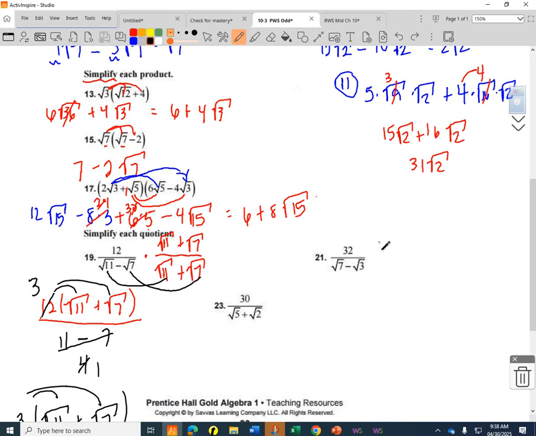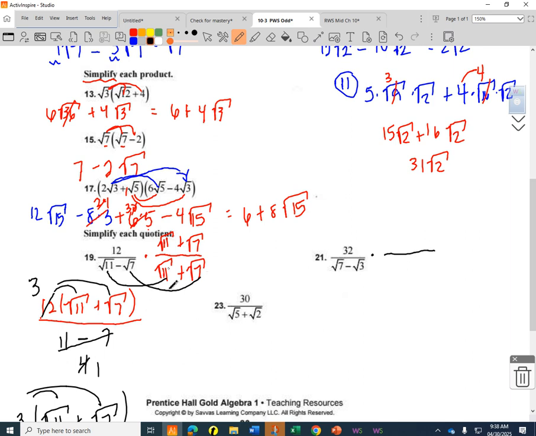Challenge 21. Same kind of dealio. I need to multiply by its conjugate. What's the conjugate of the denominator here? Fatima, what's the conjugate of 37 minus square root of 3? I just want to know what is the conjugate.